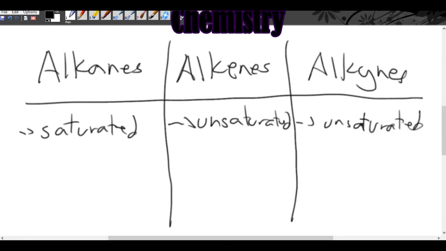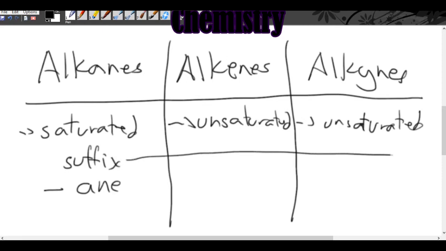So all the prefixes that we just introduced earlier, meth, eth, prop, but, pent, can be used in all these different types of hydrocarbons. The difference though is in the suffix. For alkanes, it ends with ane. So this is the suffix. On the other hand, for alkenes, we call them ene, and for alkynes, we call them yne. So ane, ene, yne.